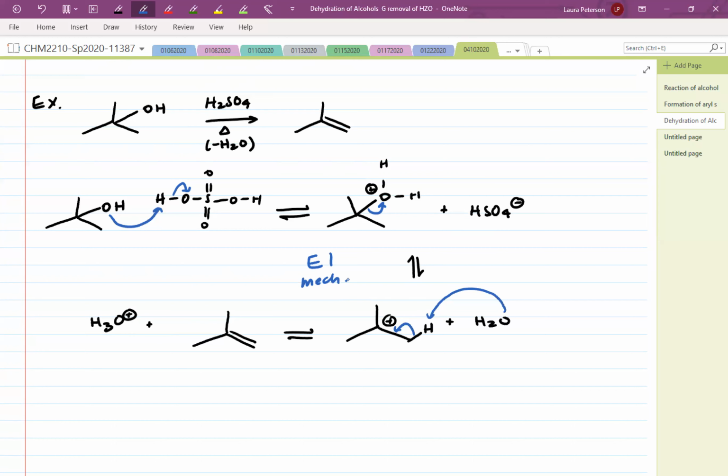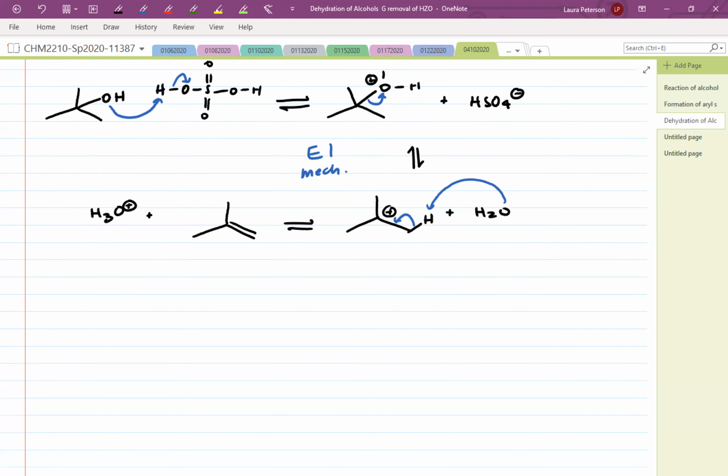Okay, so then thinking about E1, we know it goes through a carbocation, and we could check for carbocation rearrangements. The other thing I want to think about is the regioselectivity. So what is the regioselectivity of an E1 reaction? Is it a Zaitsev or a Hofmann process? Hopefully you said Zaitsev. So what does that mean? Does it go through the more or the less substituted alkene? So it goes through the more substituted alkene. So let's look at an example or two of that.